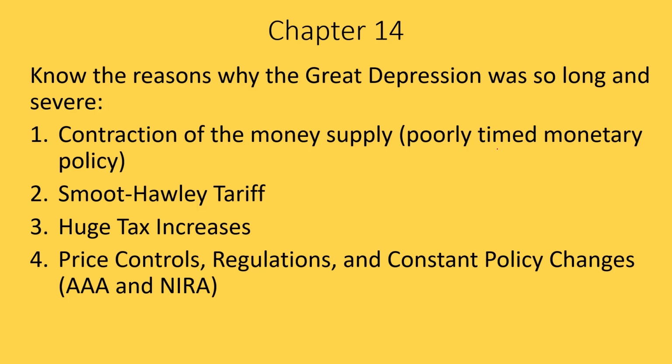We also had huge tax increases at this time. Remember, the top marginal tax rate went from 25% up to 79%, meaning that the government took 79 cents out of every extra dollar that somebody earned, causing people to want to earn fewer dollars, open up fewer factories, and create fewer jobs. You also have price controls, regulations, and constant policy changes.